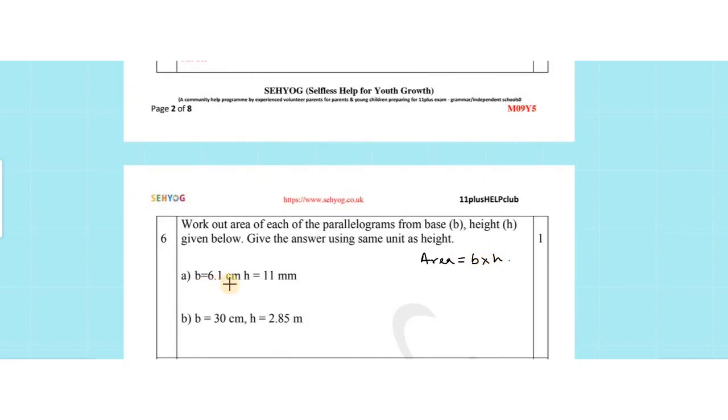In question number 6, we want to work out the area of the parallelograms. So the area is base times height. So the base given is 6.1 centimeters. Converting it to millimeters by multiplying with 10, that is 61 millimeters. The area is 61 millimeters times 11 millimeters, which is equal to 671 millimeters square.